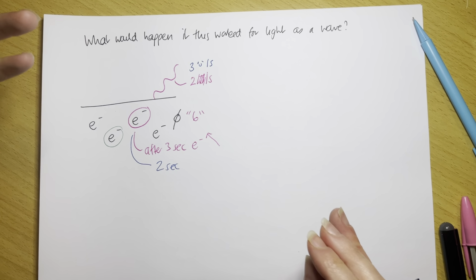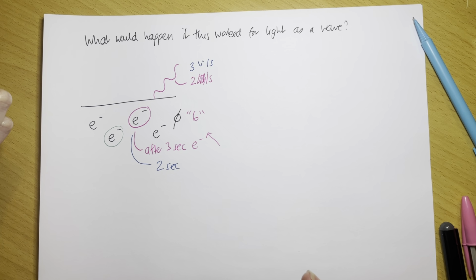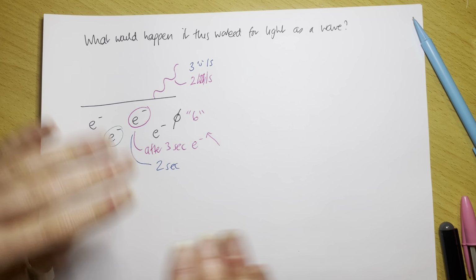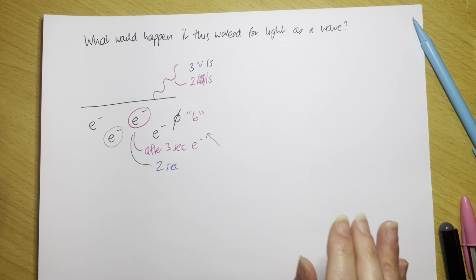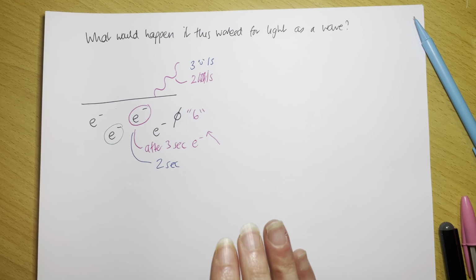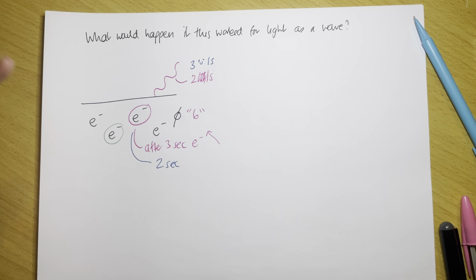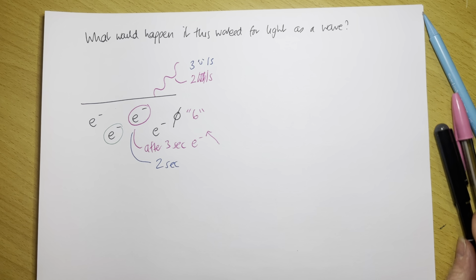Now we don't see that happen. And the fact that we don't see that happen means that this is not going to work. This is not an explanation of light as a wave. The fact that what we do see happens means that it must be acting as a particle.